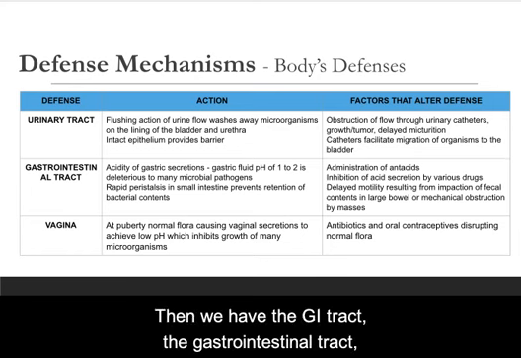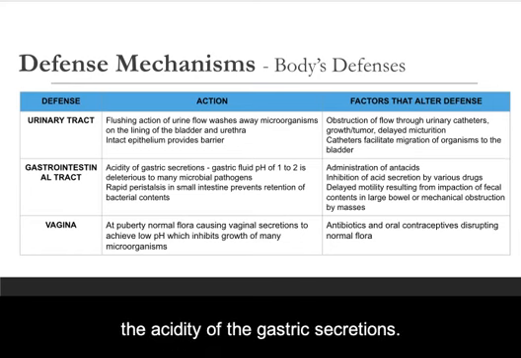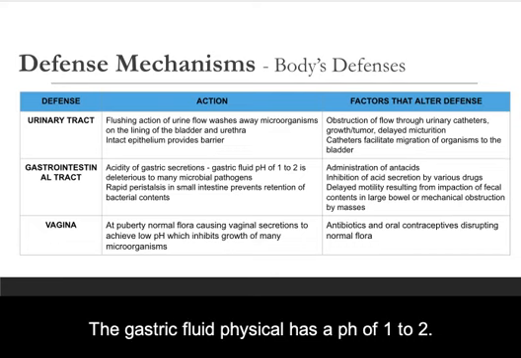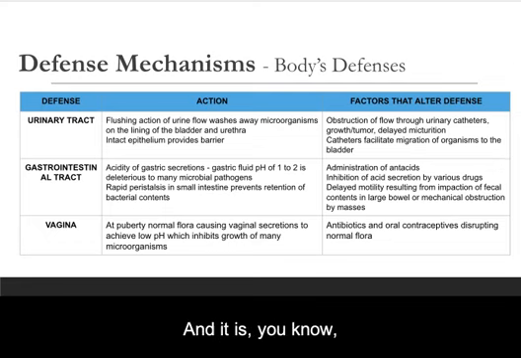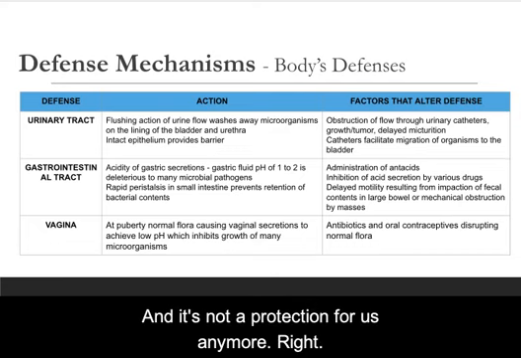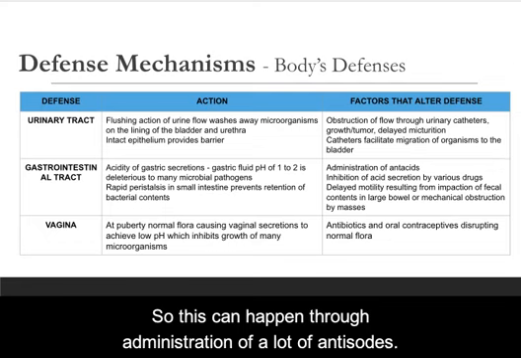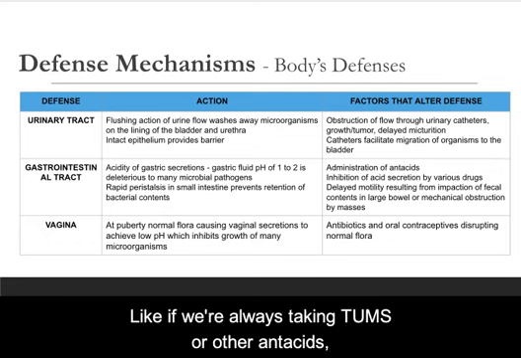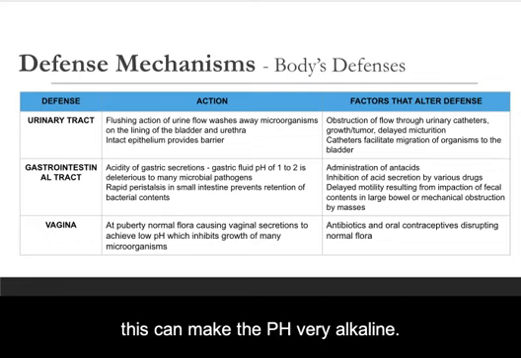Then we have the GI tract, the gastrointestinal tract. The acidity of the gastric secretions, the gastric fluid, has a pH of 1 to 2. When we have a change in that pH, it alters the normal function, and it's not a protection for us anymore. This can happen through administration of a lot of antacids, like if we're always taking Tums or other antacids. This can make the pH very alkaline, and now it can't protect our body anymore from infection.